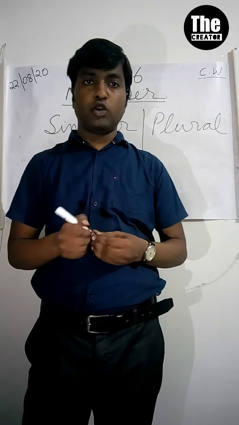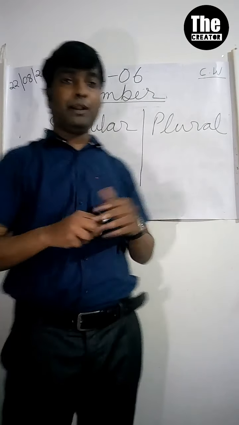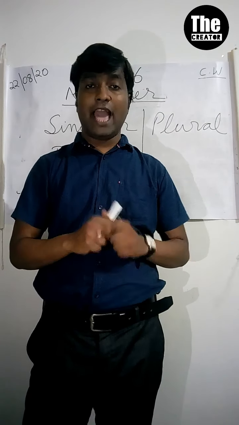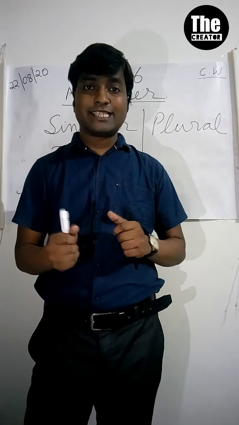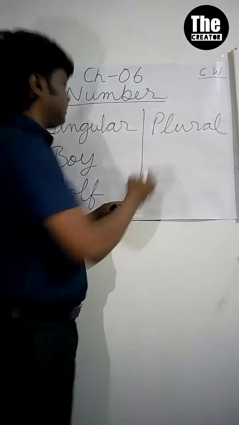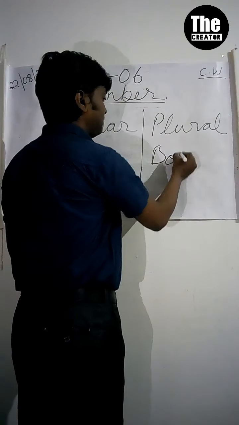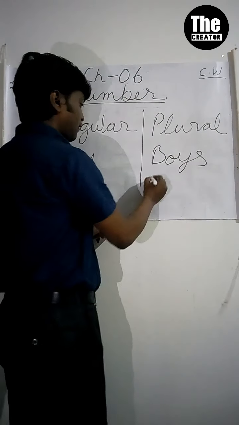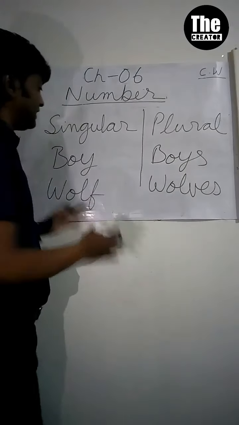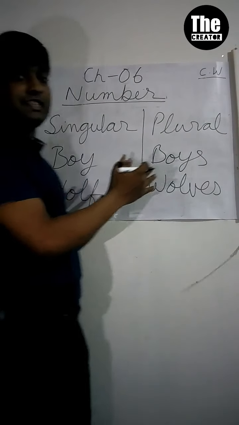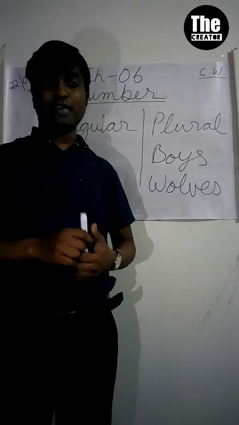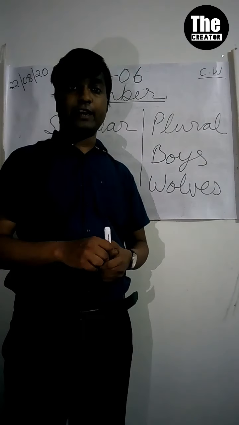Now if we talk about our plural, when a noun stands for more than one person, animal or thing, we say that it is in the plural form. For example, boy becomes boys, wolf becomes wolves. Now we can say that this is in the singular form and this is in the plural form. Likewise, there are many more examples which I'll tell you later.